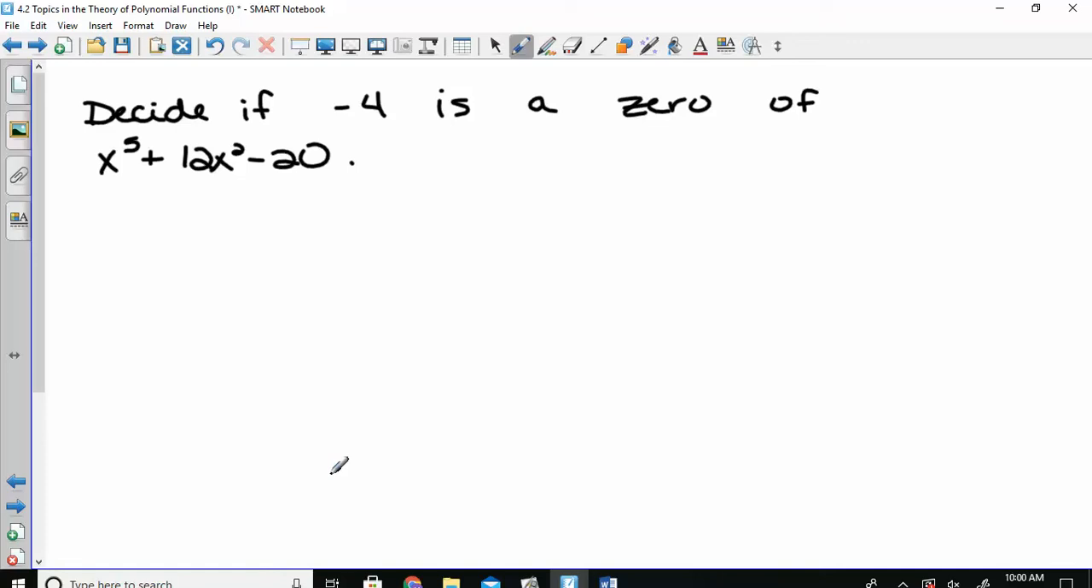So my two options, we know if I'm trying to decide if it's a 0, that's like saying, is it a factor? Does the remainder equal 0? Is really what I'm asking. So two options. I can do synthetic, or I can just plug in the number. If I'm just plugging in the number, I gave you the number. So all you would have to do is plug in negative 4. So if you plug in negative 4 into that, it's probably not going to be pretty because I just made that up.